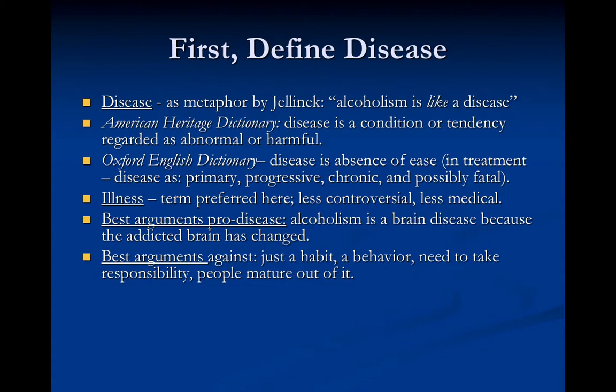Okay. One of the main arguments for addiction as a disease is that the addicted brain changes form and shape. Okay. And so the medical community, we can see that. We can see that in scans. Against, some people believe and theorize that it's a habit or behavior, and that the person with the disease needs to take responsibility. And some people believe that people mature out of addiction. In chapter 1 of your book, it's quite interesting.